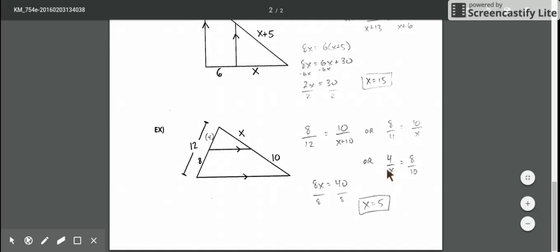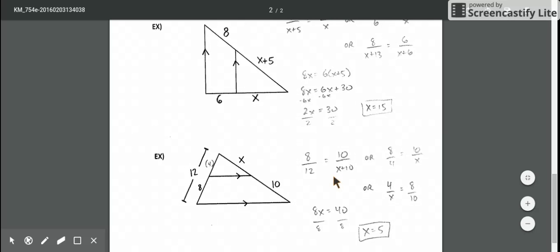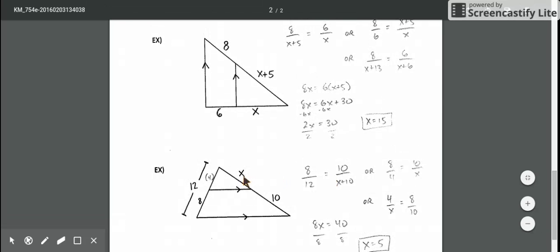So that's proportional parts of triangles. Again, just make sure that you're comparing or setting up ratios that compare corresponding parts, and you should be able to solve for the variable.